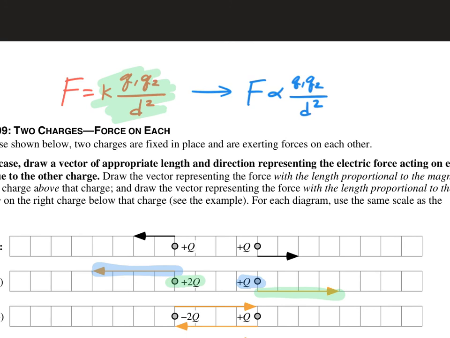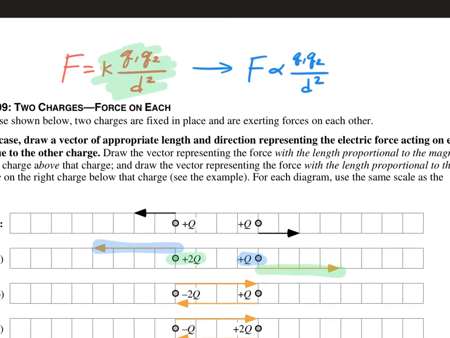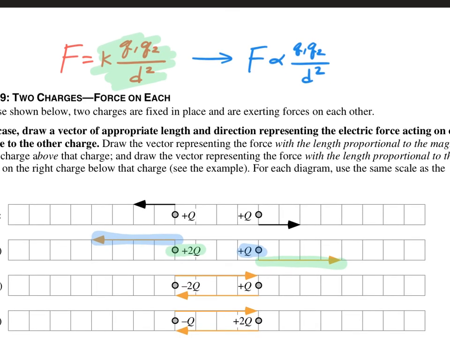Fundamentally, did anything change in part C? Mathematically, computationally, I have the exact same ratio. The difference is now my plus charge is the 2 and my minus charge is the 1. But I still have a minus 2q squared. So I have the exact same force computation. Absolutely identical. It doesn't matter which one's bigger.